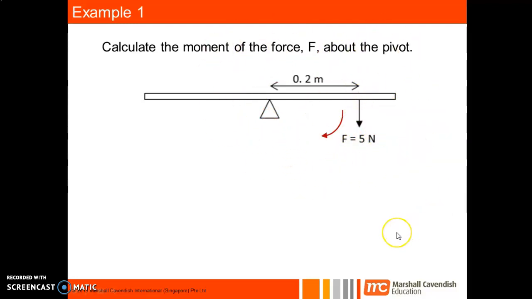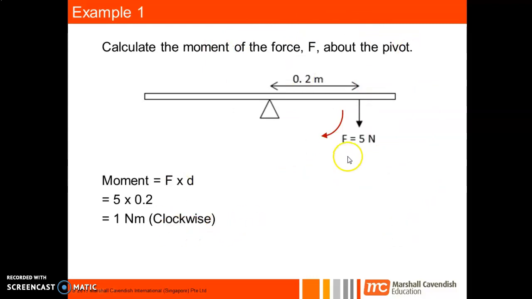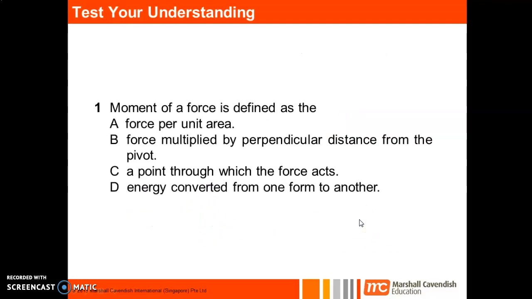How do I calculate the moments? Moments actually equals F times d. So 5 times 0.2. Make sure you write your answer with units. Is it necessary to write the direction? No, unless the question requires you to. Now I'm going to go through questions 1 to 7. You can try it on your own first. If you do it, then you go through with me using this video. You can pause the video first.